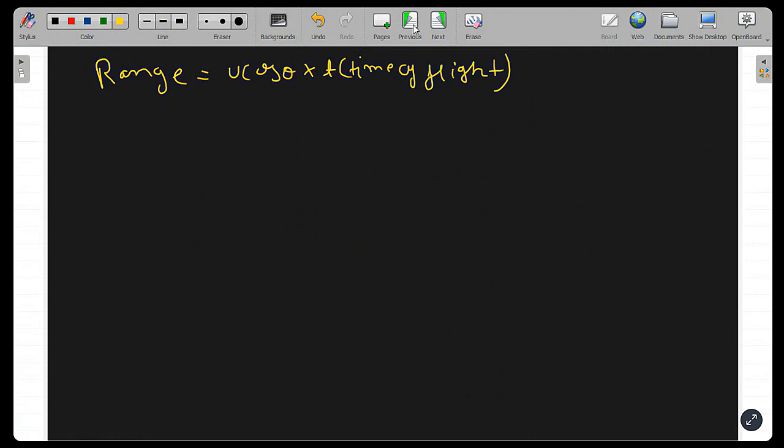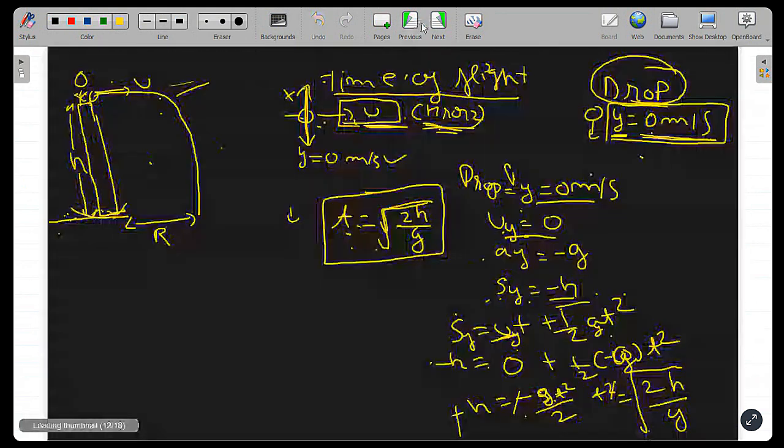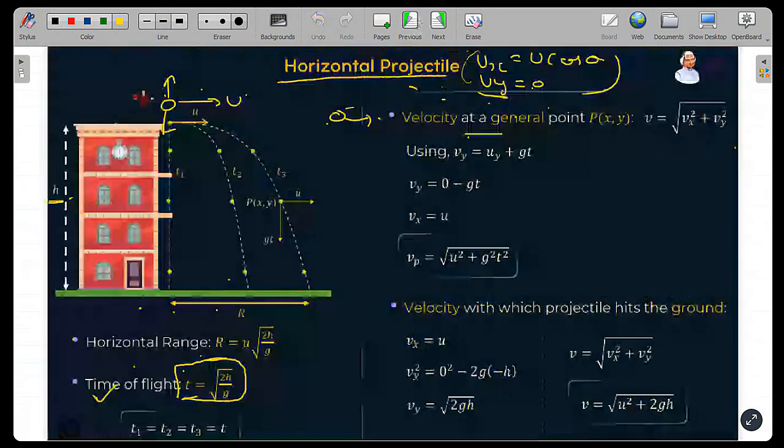रेंज का फॉर्मूला भी आप लोगों को दिखा दिया था. कहाँ है? इस स्लाइड पे. ये देखिए, रेंज इज इक्वल टू u इनटू अंडर रूट 2h by g. ठीक है. What is the speed in horizontal direction? U. Okay, speed in horizontal direction is U, and time of flight is under root 2h by g, so range will be U into under root 2h by g.